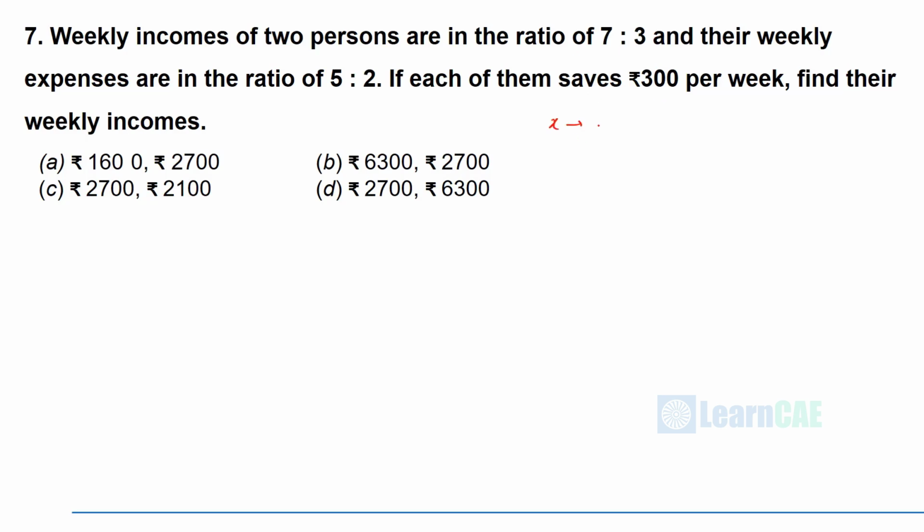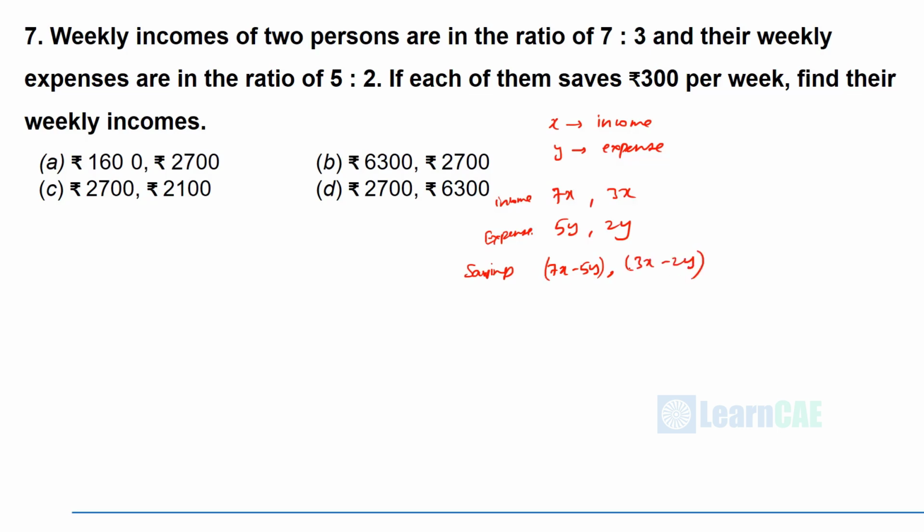Let x represent the income and y represent expense. So the incomes are in the ratio 7x, 3x and the expenses are in the ratio 5y, 2y. This is income, this is expense. So let us find out the savings. This is 7x minus 5y, 3x minus 2y. This is the saving. They are saying each one of them saves 300 per week.